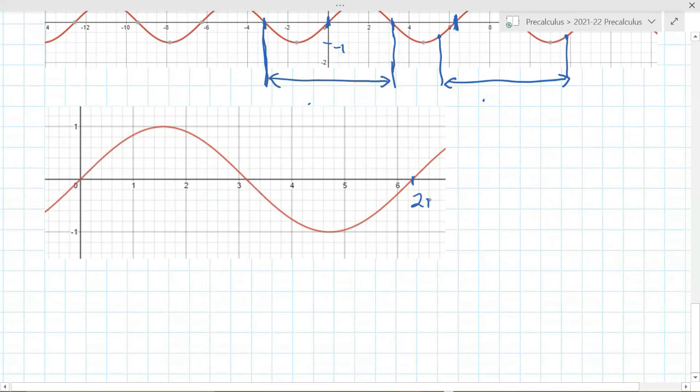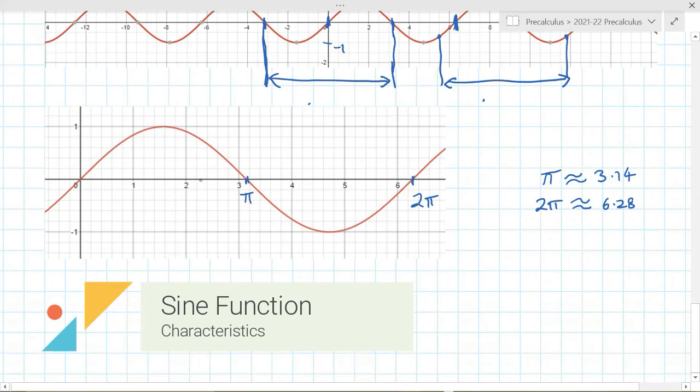What is this point? 2 pi. If it is labeled 1, 2, 3, then 2 pi you have to recognize as a little bit over 6, right? And this will be pi. It is 3.14 here. This line, the line that goes right through the middle, is called the midline.